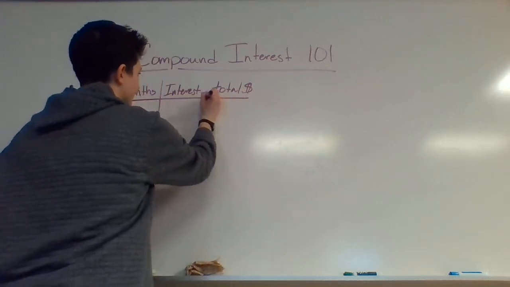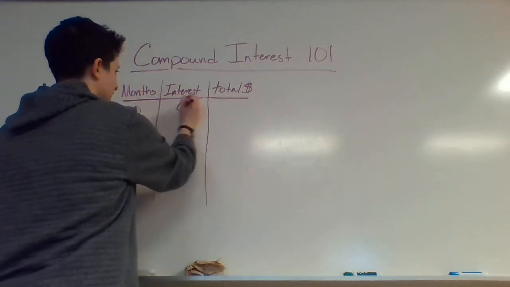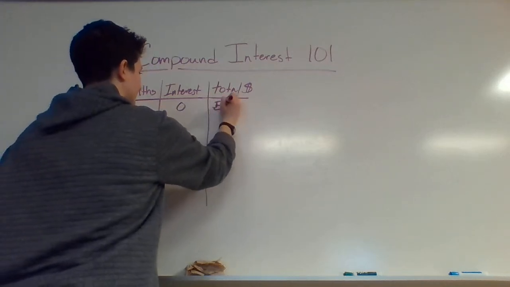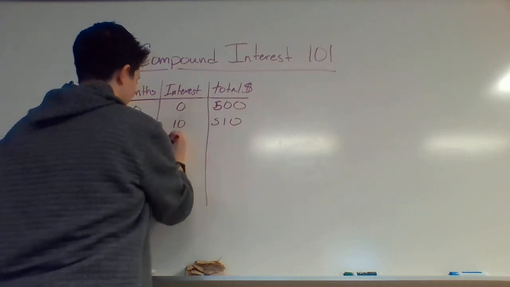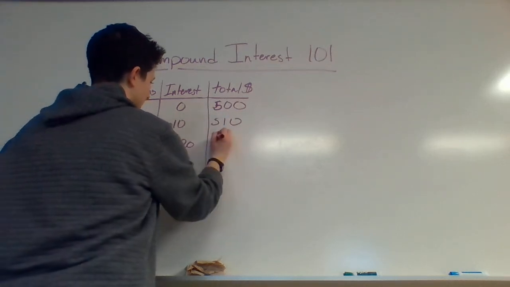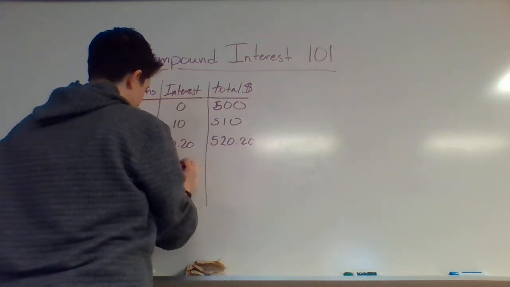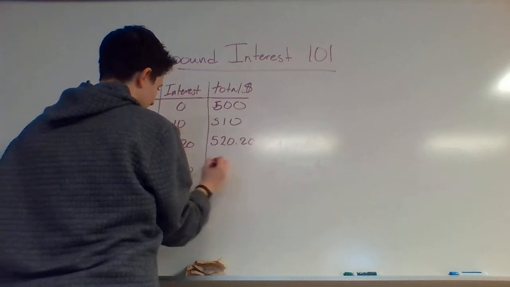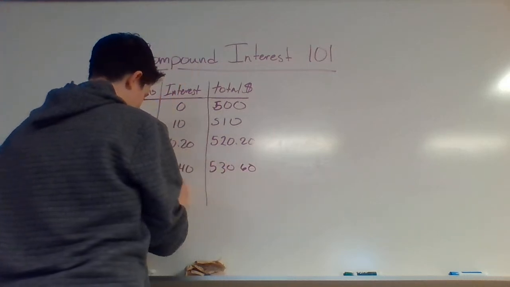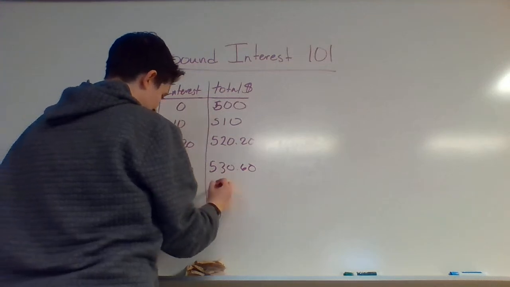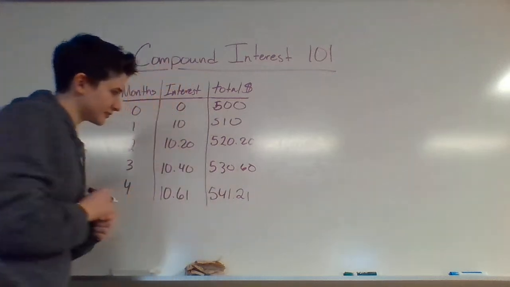Okay. So if you recall, we had 500, and then 510, and then 520.20, and then 530.40, and then 530.60, and then we had 10.61, and we have a 541.21. Okay.